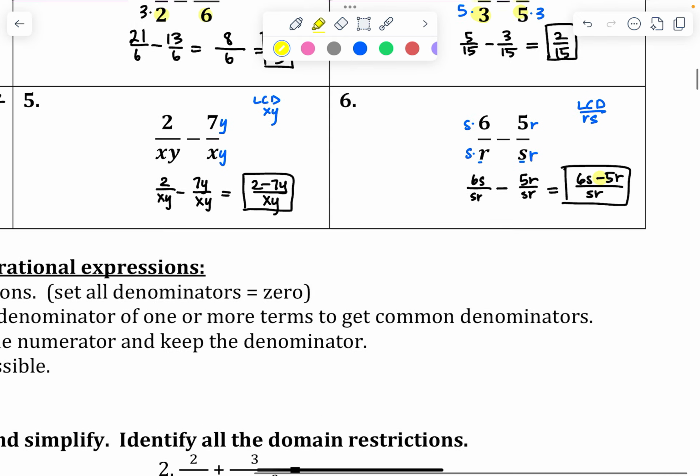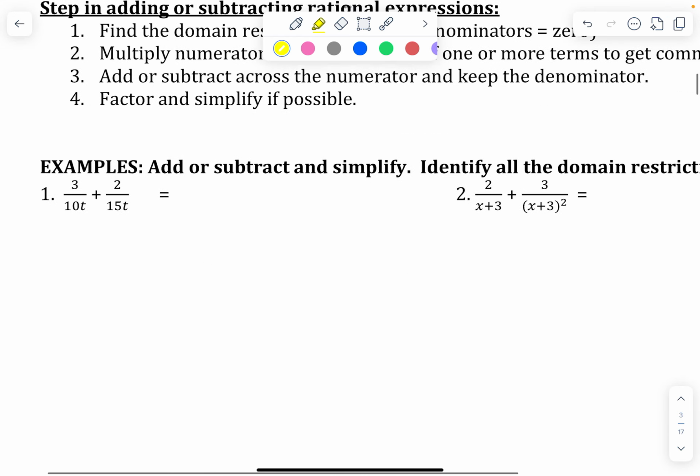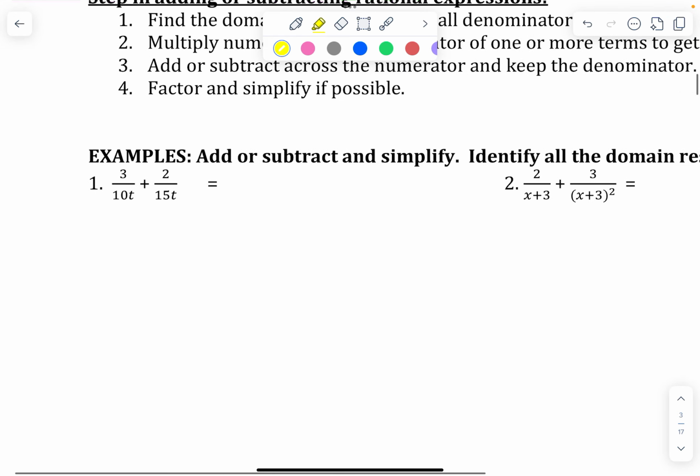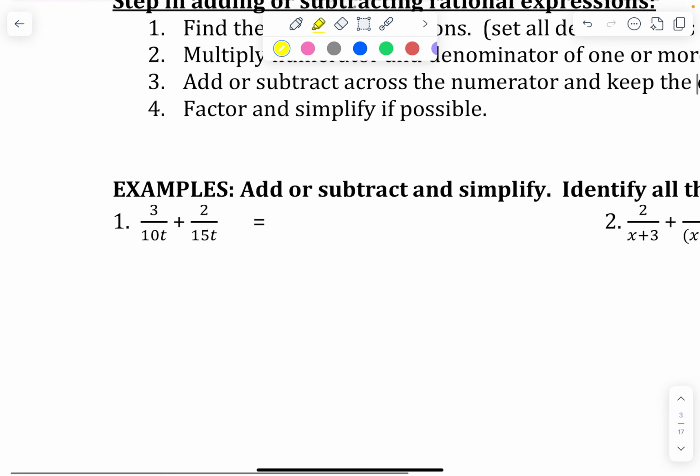All right, so we're going to continue to add and subtract these rational expressions, but now they're going to get a little more complicated. We are going to start off easy. In this first example, they already have a t in common. So looking at the 10t and the 15t, as we build our LCD, we need to account for everybody's factors. We need at least a t because they both have t. And then between 10 and 15, the smallest number that's divisible by both of those would be 30.